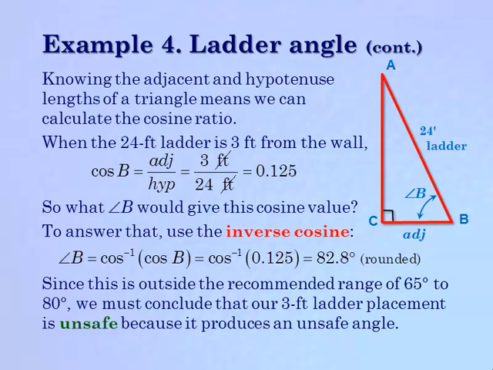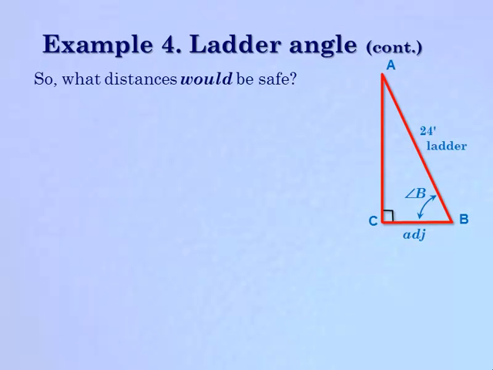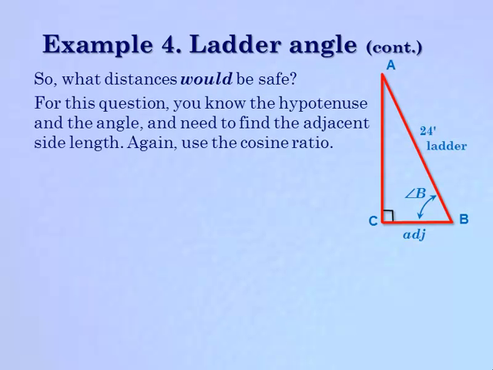It's too steep. So it means that it's too close to the wall, so we're going to have to move it back away a little bit in order to get less than 80 degrees. So what distances would be safe? So let's go ahead and work that problem the other way then.